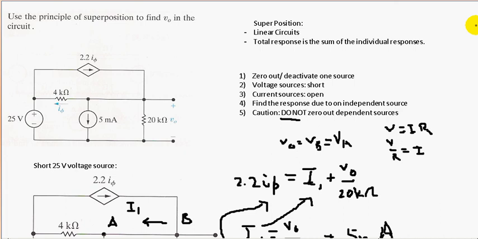So, to summarize, when using superposition, you want to find your total response due to the individual responses. You zero out one source at a time. To zero out a voltage source, you short the voltage source by replacing it with a wire. To zero out current sources, you open the current sources by replacing them with an open circuit for that part. Then you write your equation and solve for your response due to each source. And do not zero out dependent sources.